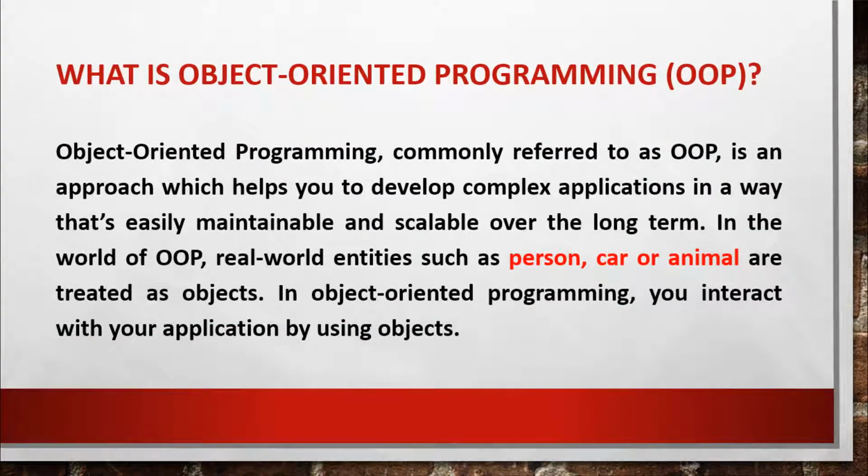Object-oriented programming, commonly referred to as OOP, is an approach which helps you to develop complex applications in a way that's easily maintainable and scalable over the long term. In the world of OOP, real-world entities such as person, car, or animal are treated as objects. In object-oriented programming, you interact with your application by using objects. So this is the simple and short definition of what is object-oriented programming.